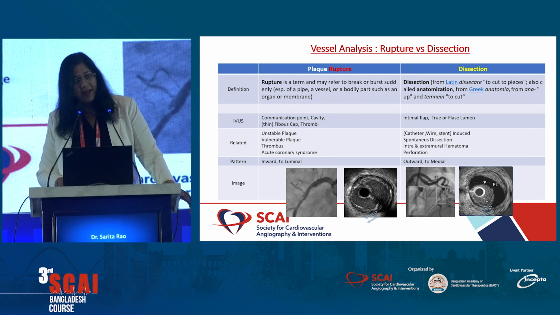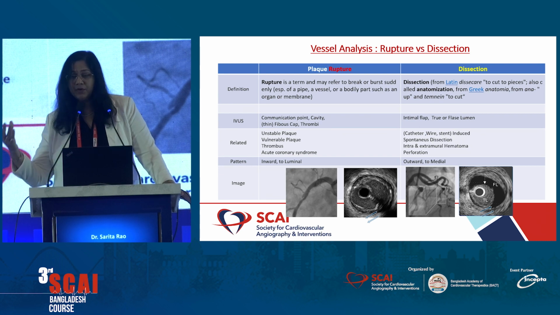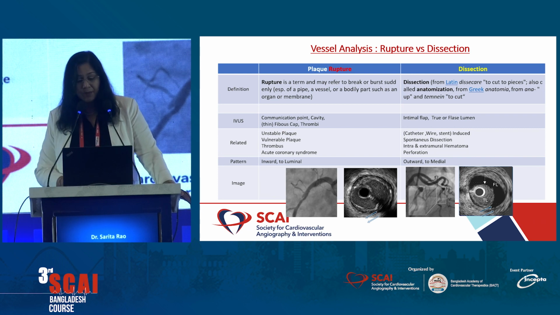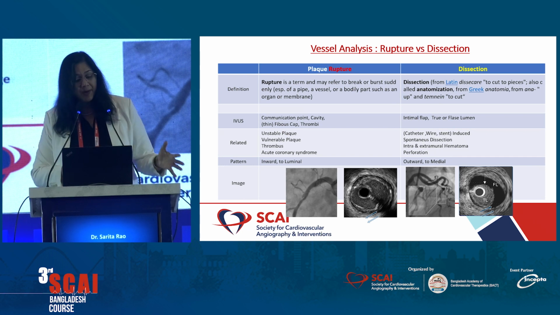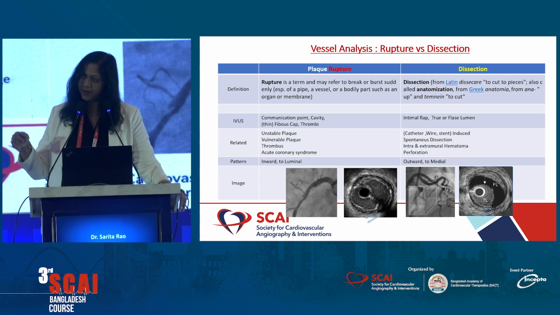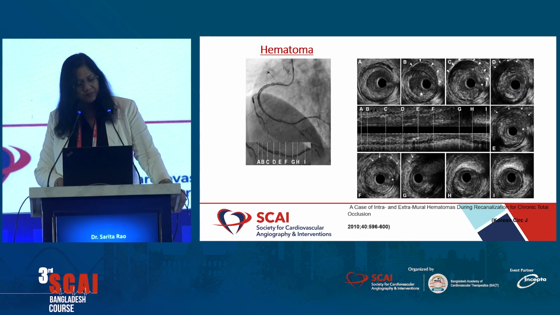Again, vessel analysis is very important because with IVUS, you can even define whether it's a plaque rupture or a dissection. With plaque rupture, you would see the communication point, the cavity, the thrombi. With dissection, you could actually define the intimal flap. Both of them angiographically sometimes look very similar, but IVUS would help you decide between the two. The pattern in a rupture would be inward to luminal. For a dissection, it would be outward to medial.